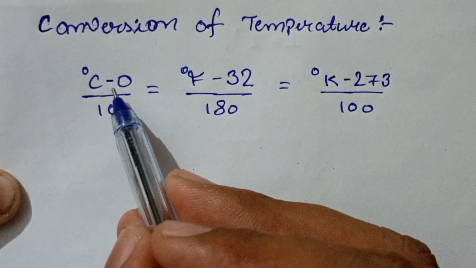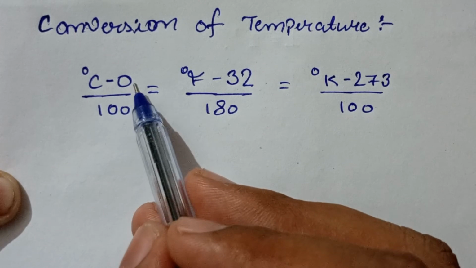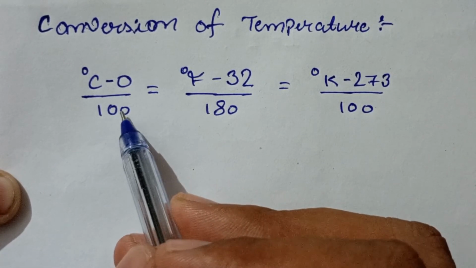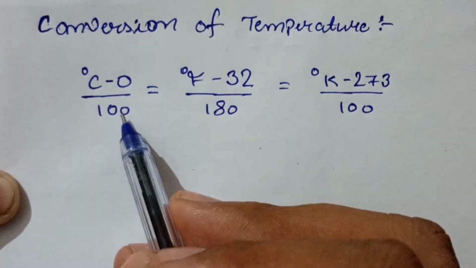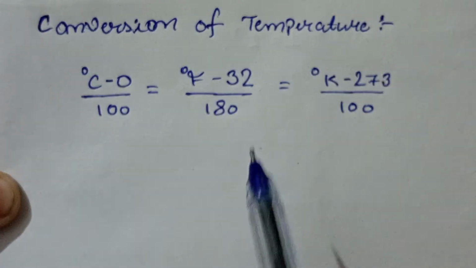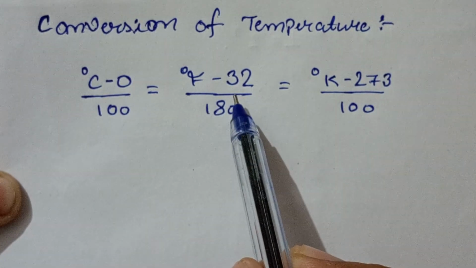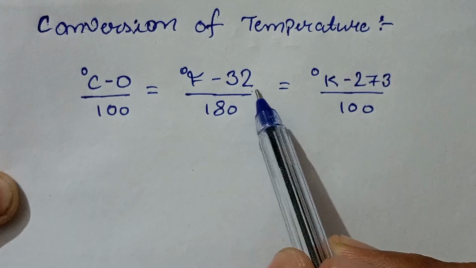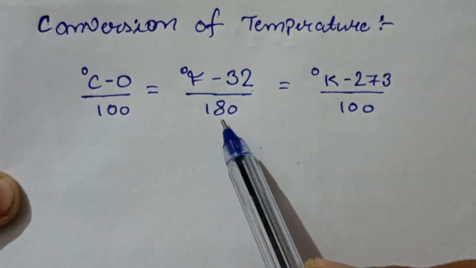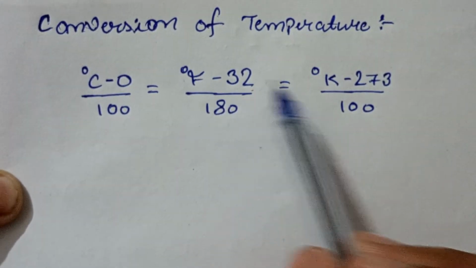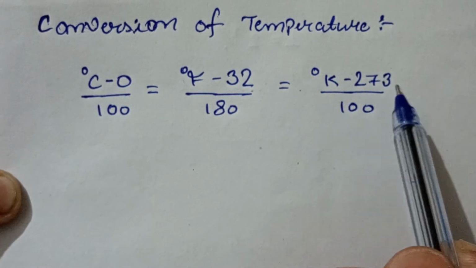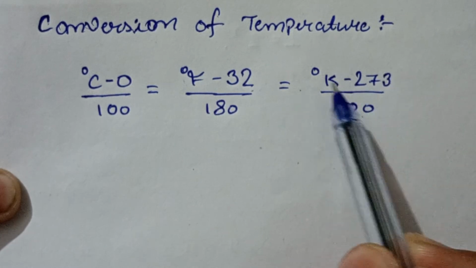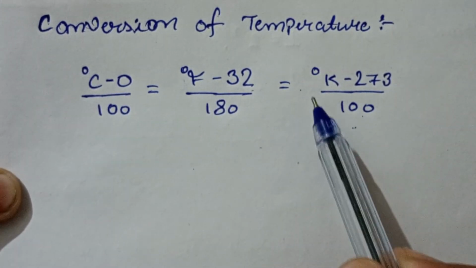Look here, degree Celsius minus 0. 0 is the freezing point of water. 100 is the number of parts in the Celsius scale. Similarly, degree Fahrenheit minus 32. 32 is the freezing point of water in the Fahrenheit scale, divided by 180. 180 is the number of parts the Fahrenheit scale has, is equal to degree Kelvin minus 273 divided by 100. 273 is the freezing point of water in the Kelvin scale and 100 are the parts of the Kelvin scale.